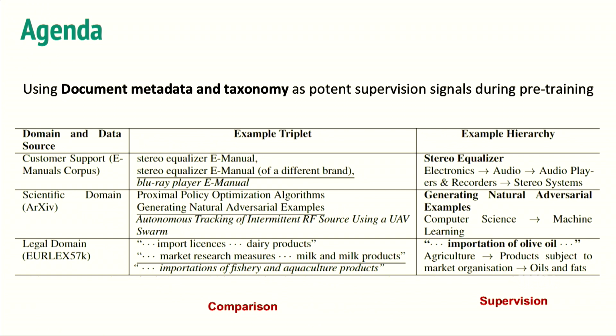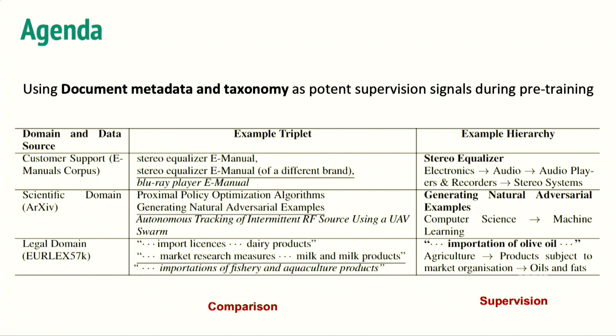And also some sort of supervision. See, a stereo equalizer has a hierarchy. It is an electronic gadget, an audio gadget, an audio player and recorder, and a stereo system. And this type of hierarchy is already developed. This type of hierarchy, this is a Google hierarchy, is already there.